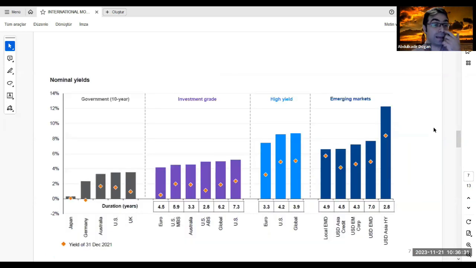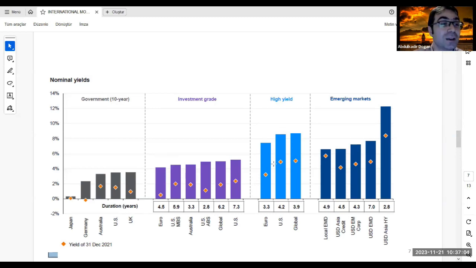And here again, I have the nominal yields in government fixed income securities. In these fixed income securities, I have the 10-year government. This purple one is the investment grade, like investment grade countries. This is high yield bonds, meaning that this is not government bonds, but high yield bonds. These are a little bit risky assets. These are not just government bonds or treasury bills.